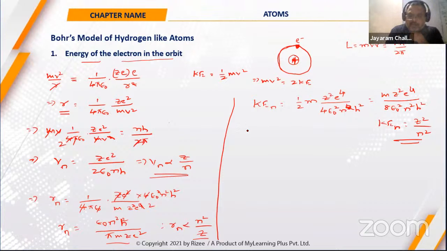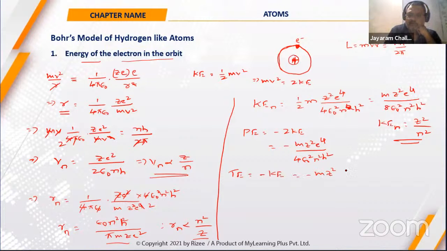Since it's a bounded system, you can write the potential energy is equal to negative of 2 times the kinetic energy, or potential energy by 2 is equal to kinetic energy. On solving this, you will get the potential energy as minus m Z square e to the power of 4 by 4 epsilon naught square n square h square. And your total energy will be numerically equal to the negative of the kinetic energy, so that can be written as minus m Z square e to the power of 4 by 8 epsilon naught square into n square h square.